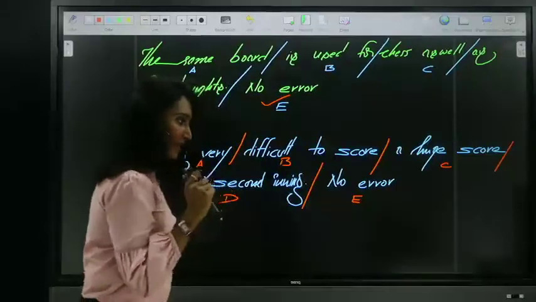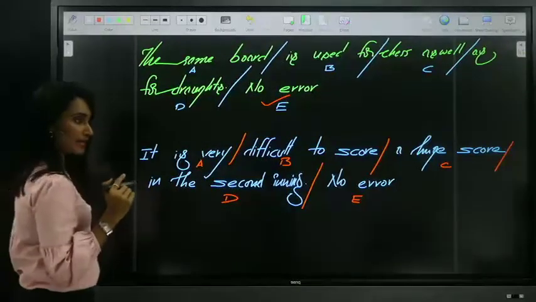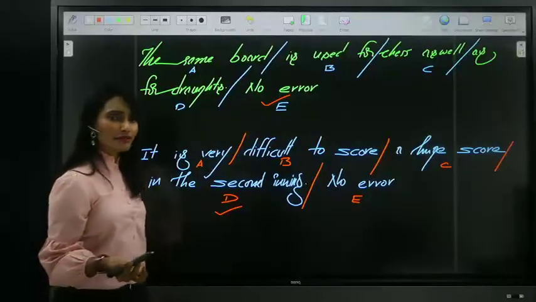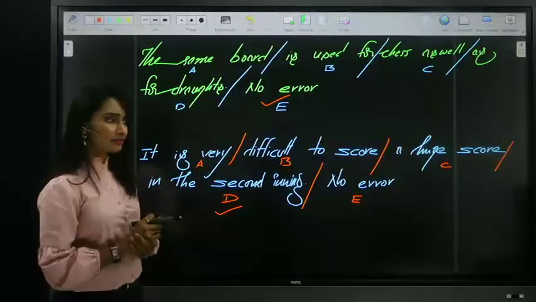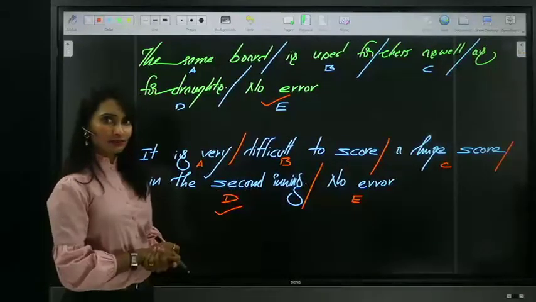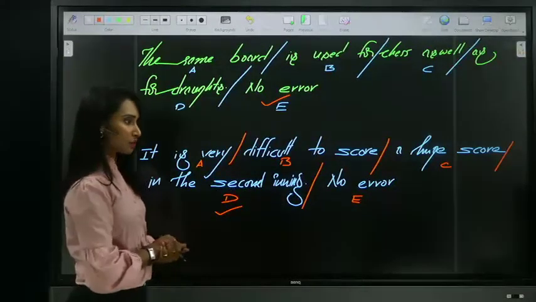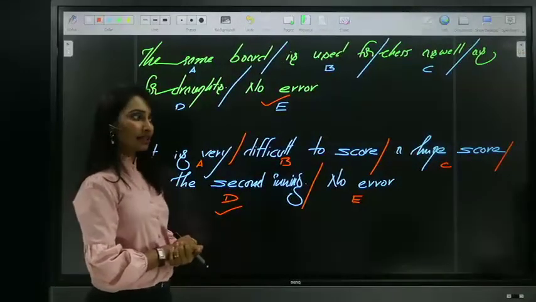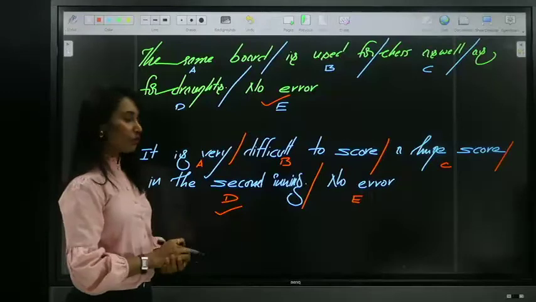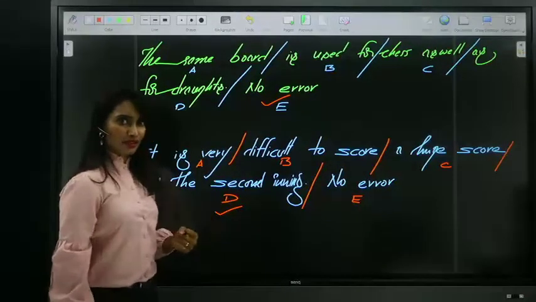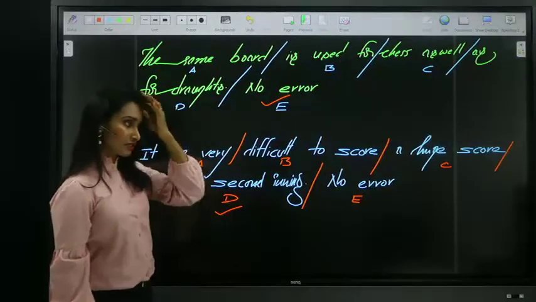Only Swapna has answered. So the answer is D, absolutely. But why? Why is there an error here? Quick. What should be the correction here? Fast. Anyone replied? Why should D be incorrect? That means what is the correction here?